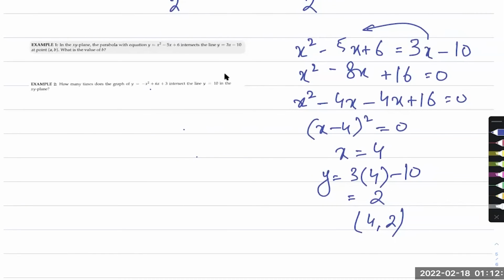Oh, I just brought 3x to that side. So minus 3x. So minus 5x minus 3x is minus 8x. And then 6 plus 10 is 16.